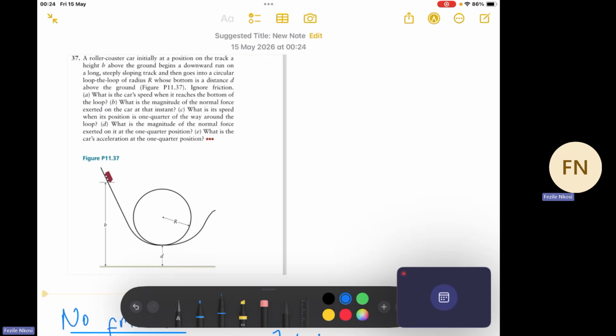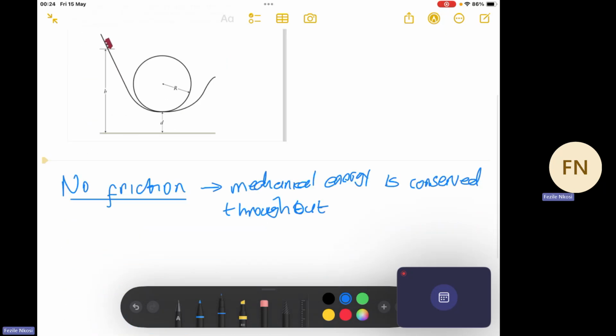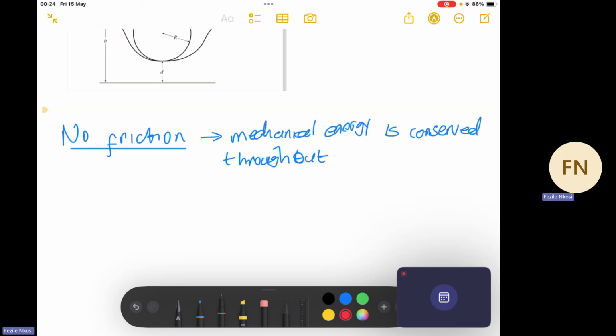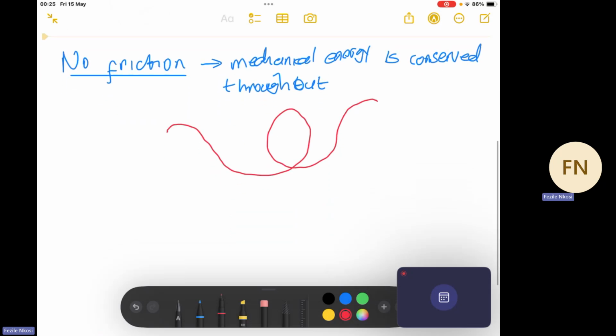And then A, what is the car's speed when it reaches the bottom of the loop? So what is happening here, guys? Like I said, physics intuition. Just some ideas. The car is rolling like that, right? Something like this, right? And then now they are asking us, what is the speed at the bottom of the loop?